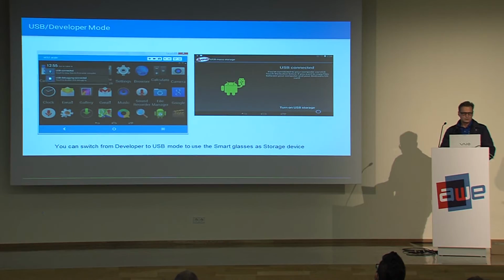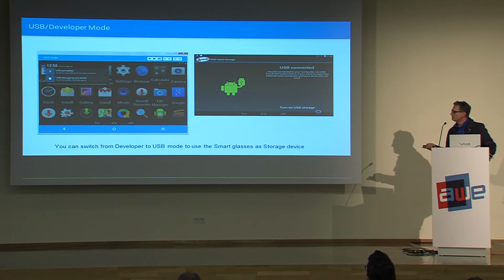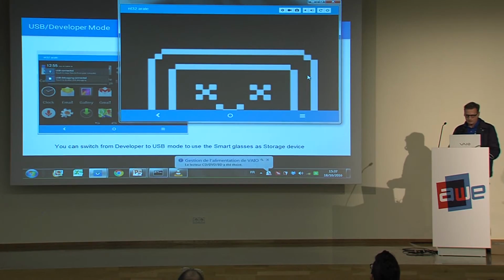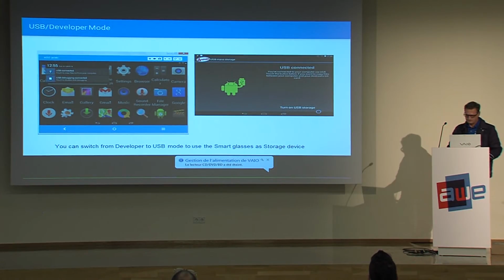Okay? The other feature to know is, as with any mobile device, you have two modes for connectivity, either USB or developer mode. Generally, by default, it is developer mode. If you click here in this area and scroll, you will see USB and developer mode. It means you can either use the smart glasses as USB storage or in developer mode, right? For example, now the glasses are connected.